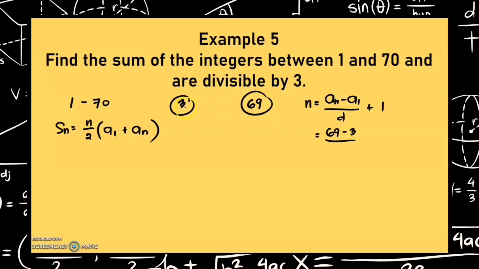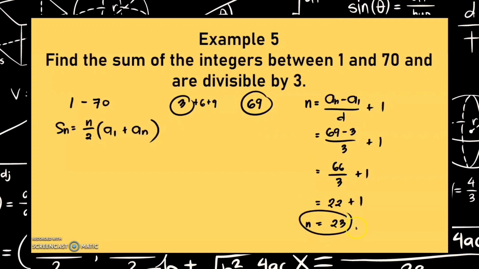So after 3, syempre, no, ang next term yan ay si 6. Kasi 6 divisible by 3 siya, no? After ni 6, si 9. So as you can see, 3, 6, 9, no? It increases by 3. So the common difference is 3 plus 1. 69 minus 3 is 66 over 3 plus 1. 66 divided by 3, that is 22 plus 1. So n is 23. So meaning there are 23 terms from 3 to 69.